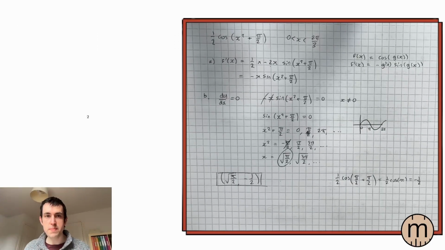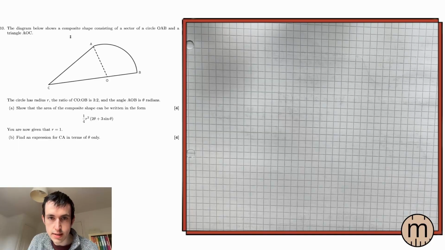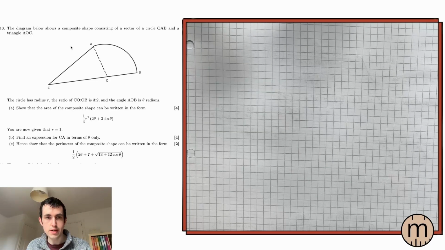Okay, let's move on to question 10. Question 10 is such a beast that I'm going to have to extend the screen. We've got 3 parts here, A, B and C, and we're given a diagram. In the diagram we can see that it consists of a sector, OAB, and then a triangle, AOC. We're told that the circle has radius r, and we're told that the ratio CO to OB is 3:2. And finally, the angle is theta. In part A, we have to show that the area of the whole shape is equal to that expression there.